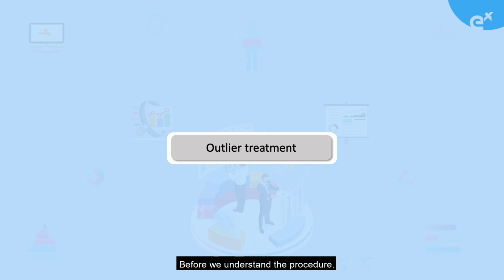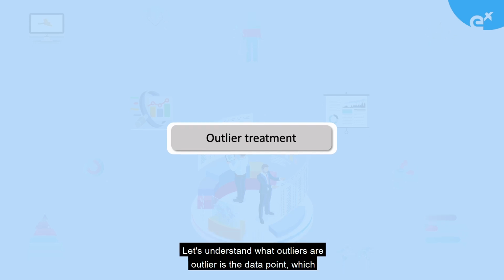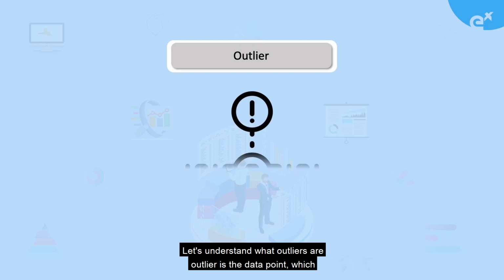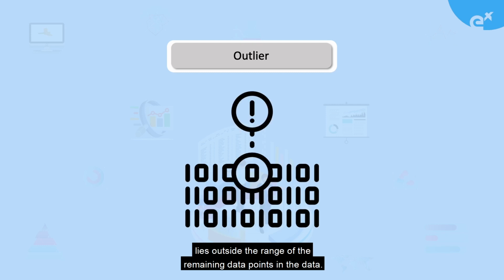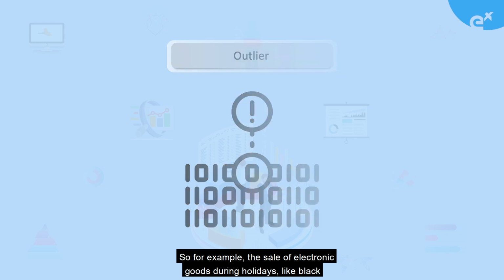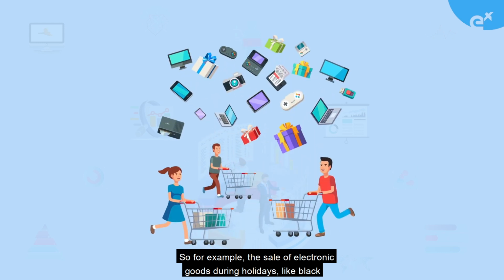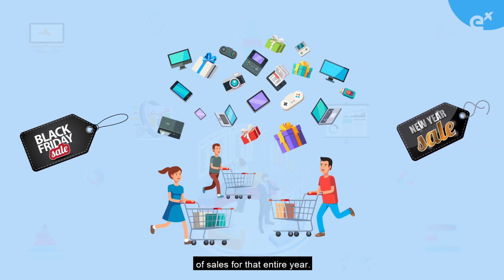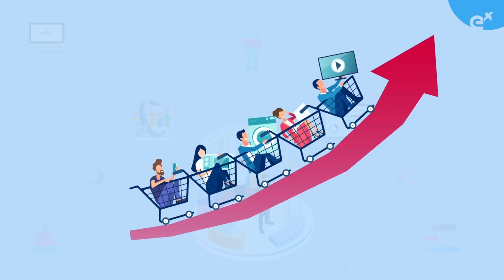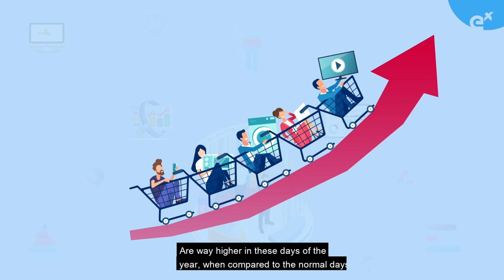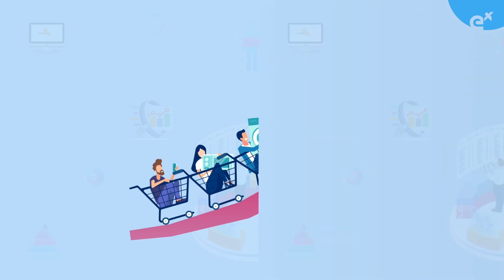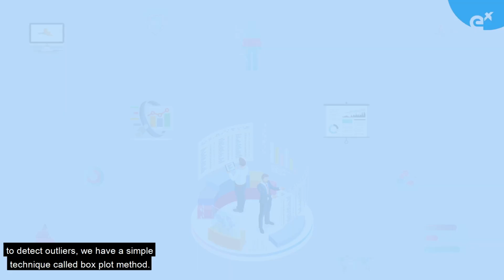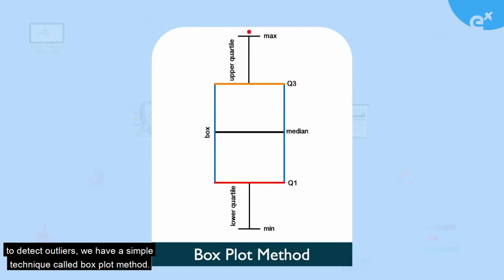Before we understand the procedure, let's understand what outliers are. An outlier is the data point which lies outside the range of the remaining data points in a dataset. For example, the sale of electronic goods during holidays like Black Friday sale, New Year, and so on could result in outliers in data of sales for that entire year. This is because the electronic goods sales are way higher on these days of the year when compared to the normal days. To detect outliers, we have a simple technique called the box plot method.